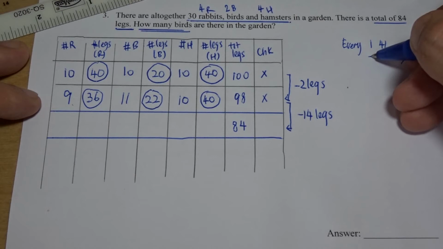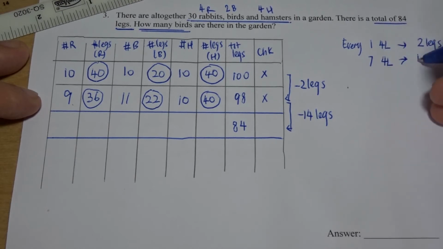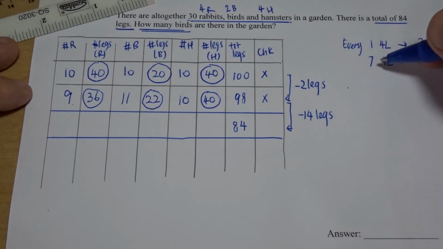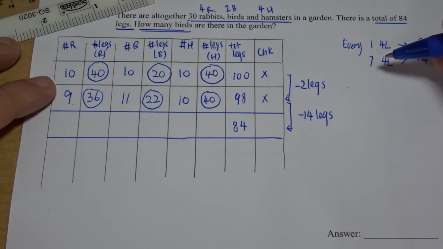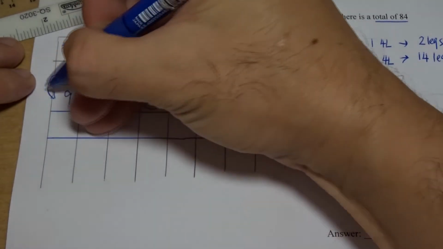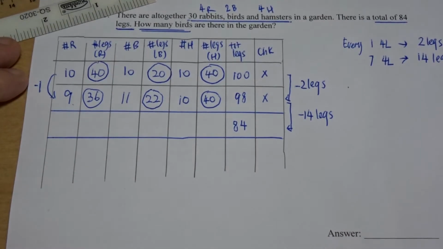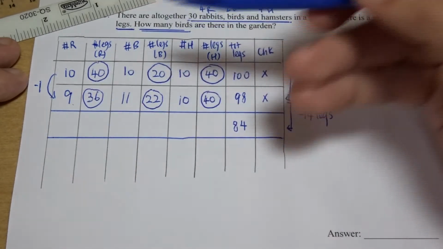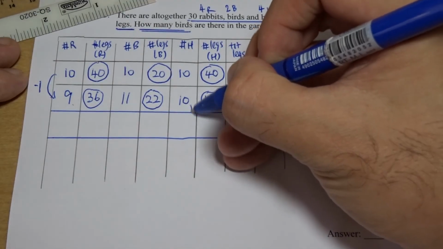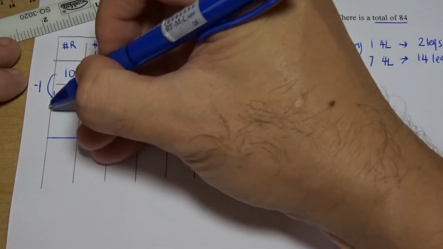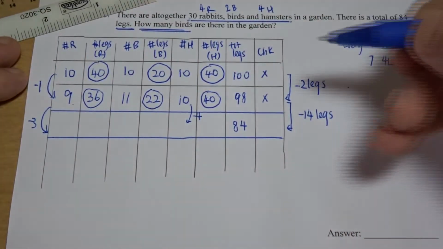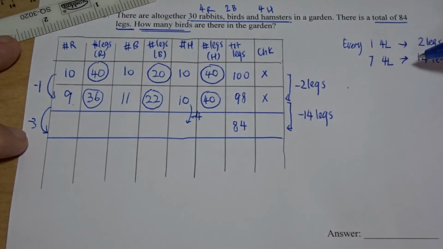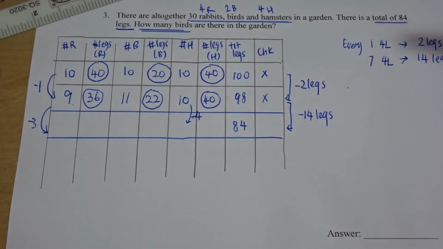Obviously, 7 four-legged animals reduce a total of 14 legs. Where would these 7 four-legged animals come from? We have already reduced one from here. So a good starting point would be to reduce 4 from here and 3 from here. 3 plus 4, 7. Both four-legged animals. Alright.